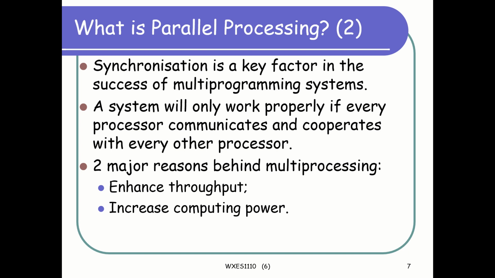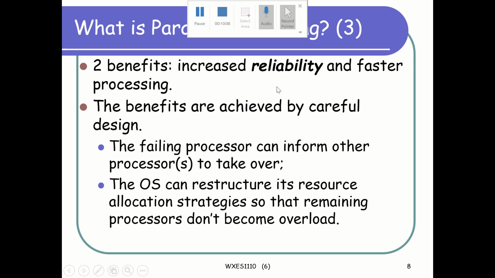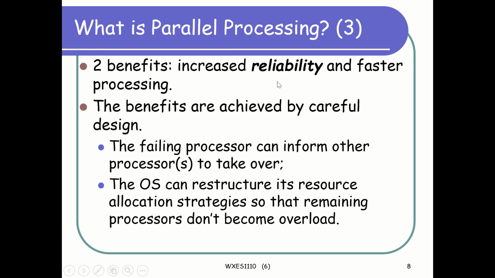so two benefits of parallel processing are increased reliability and faster processing. The reliability is some sort of integrity, meaning that your work is reliable. It can be trusted. Okay. The benefits are achieved by careful design. The failing processor can inform other processors to take over.